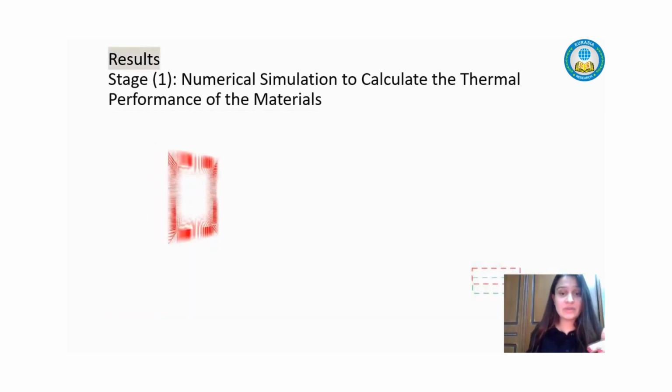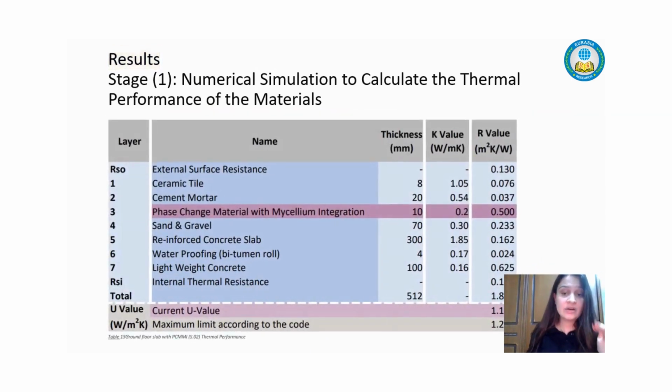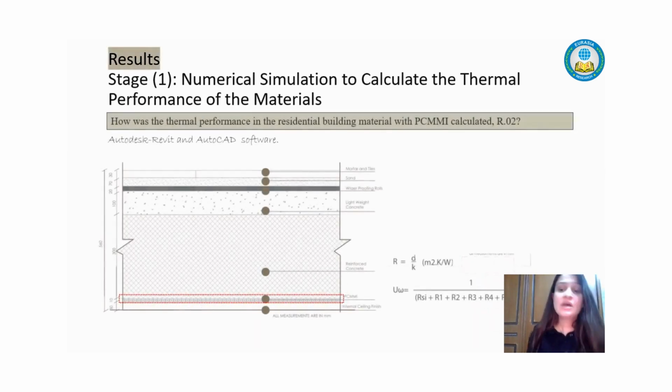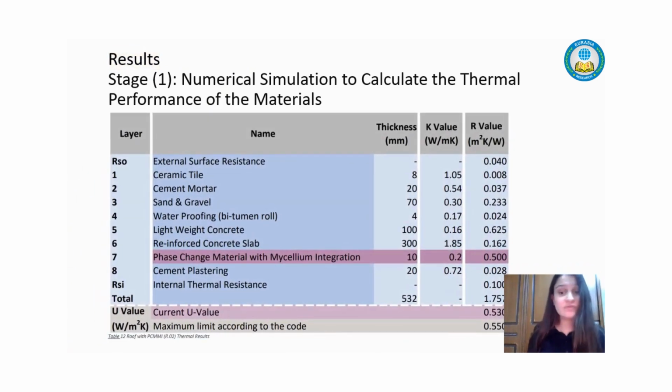Now in the ground floor slab, the U value decreased to 1.18 and it shouldn't be more than 1.2, which checks the thermal performance, it's good. And the roof as well did achieve a very good thermal performance by calculating the U value, 0.53, which shouldn't exceed 0.55 watts per meter square Kelvin.